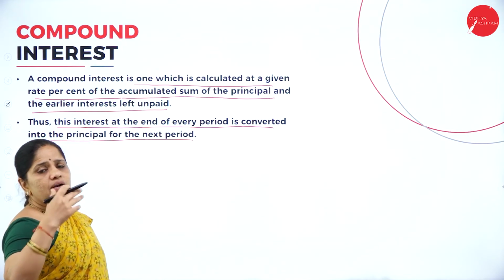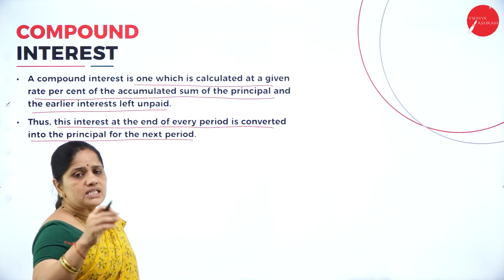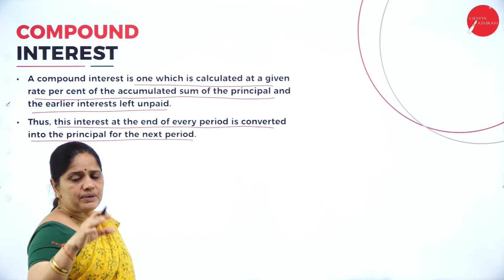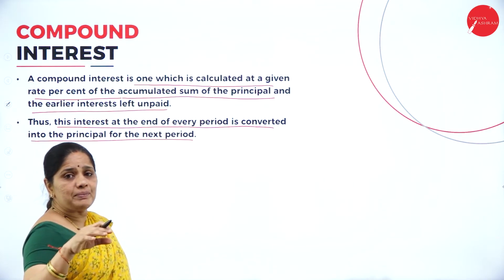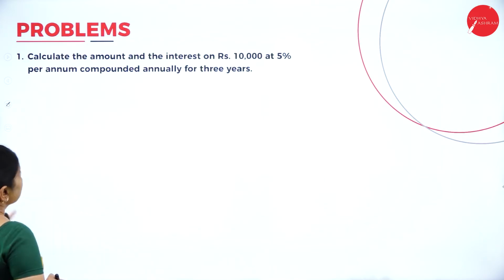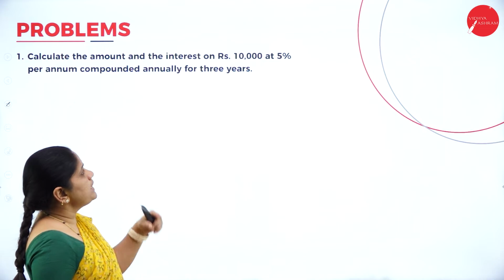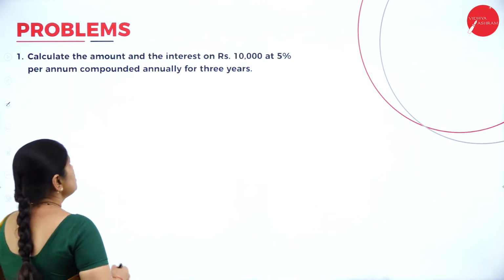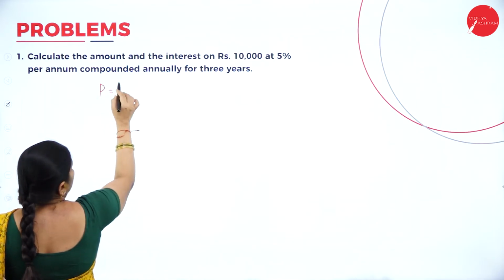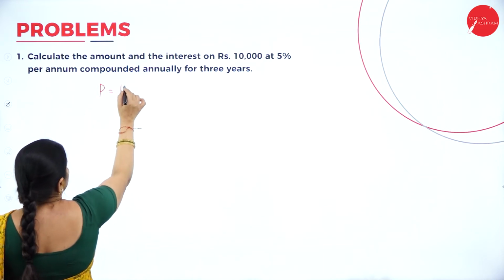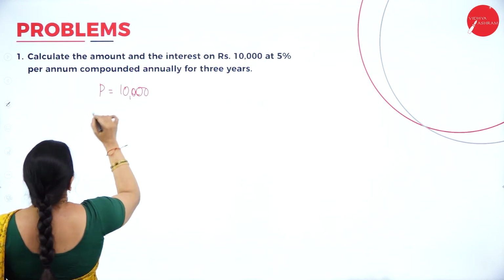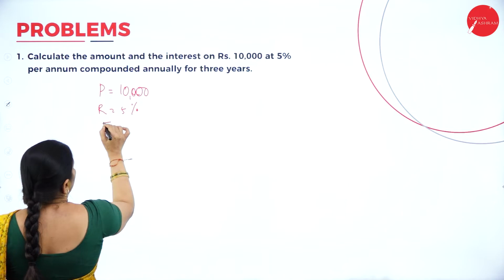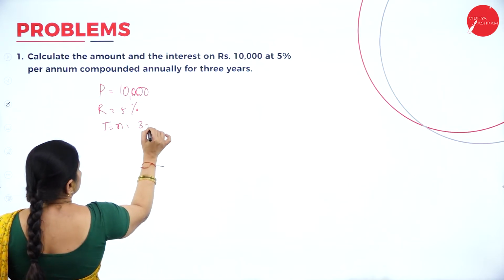So suppose you have not paid interest for the first month, so that interest whichever is left unpaid, that will get added to the principal amount, and for the next month on that principal amount we will be calculating the interest. Now calculate the amount and the interest on rupees 10,000 at 5% per annum compounded annually for 3 years. So we have to find compound interest. So first we'll write down whatever is given here. So the principal is 10,000, rate equals 5%, time or n equals 3 years.